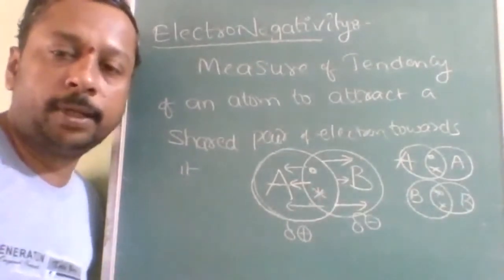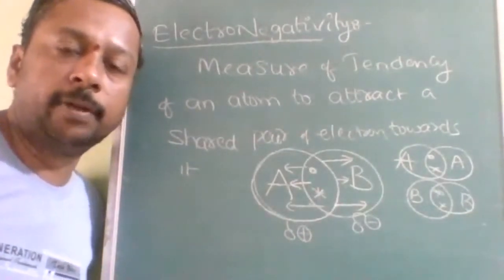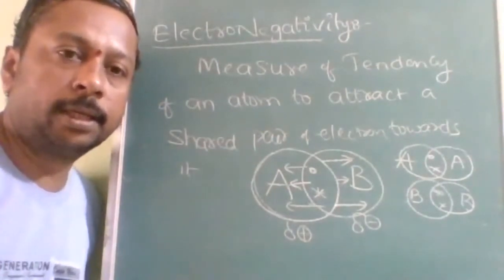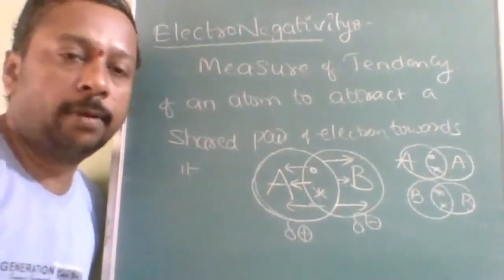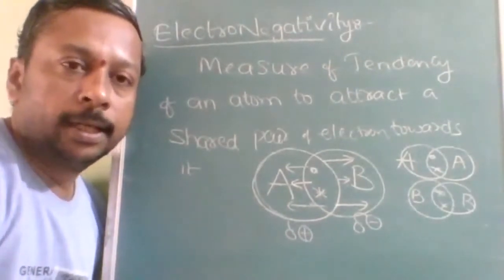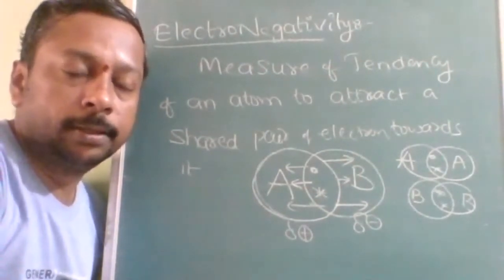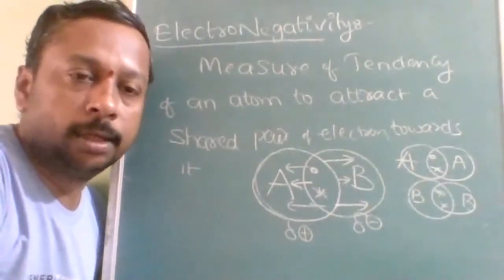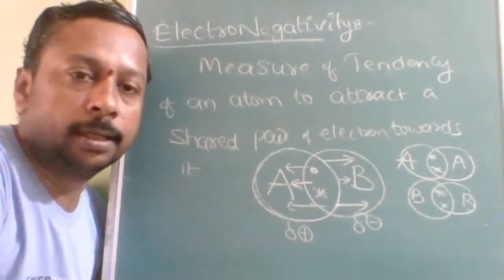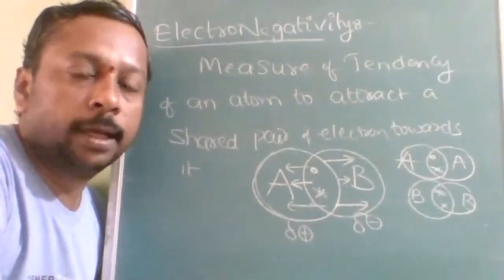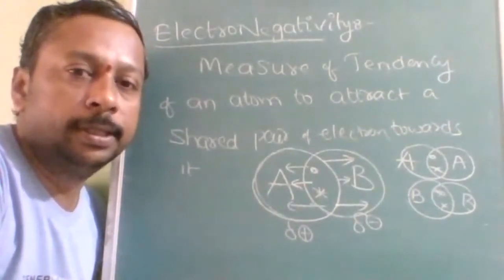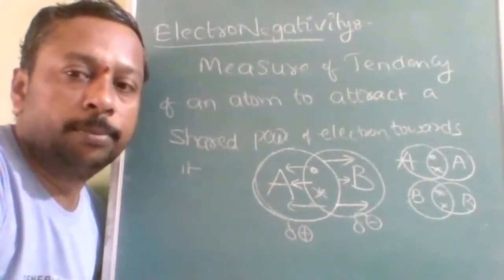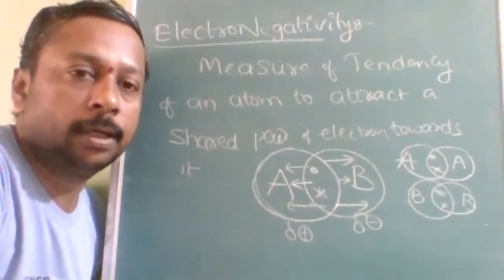That means which property is introduced? Ionic property will be introduced. So what is percent ionic character, and what is covalent character? That we will come to know in the next chapter, chemical bonding. In chemical bonding, there are formulas to find out percent ionic character and percent covalent character. In this chapter we are only going to study electronegativity, the pulling capacity.